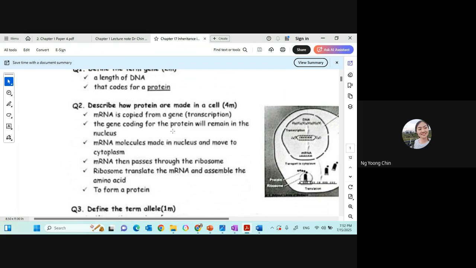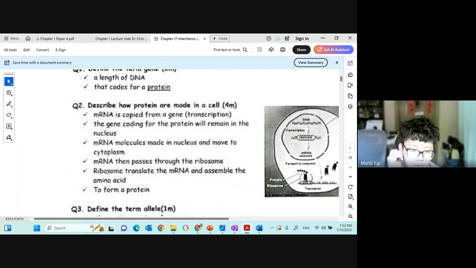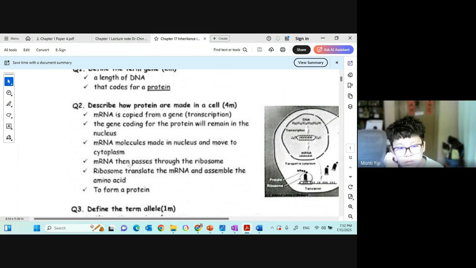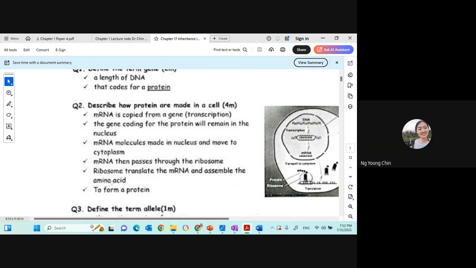They are being produced in the nucleus by transcription. So now they will move out to the cytoplasm. Messenger RNA passes through the ribosome. The ribosome will read the information on the messenger RNA, which is translation, and then join the amino acids together. They link together to form the polypeptide chain, and then form proteins.